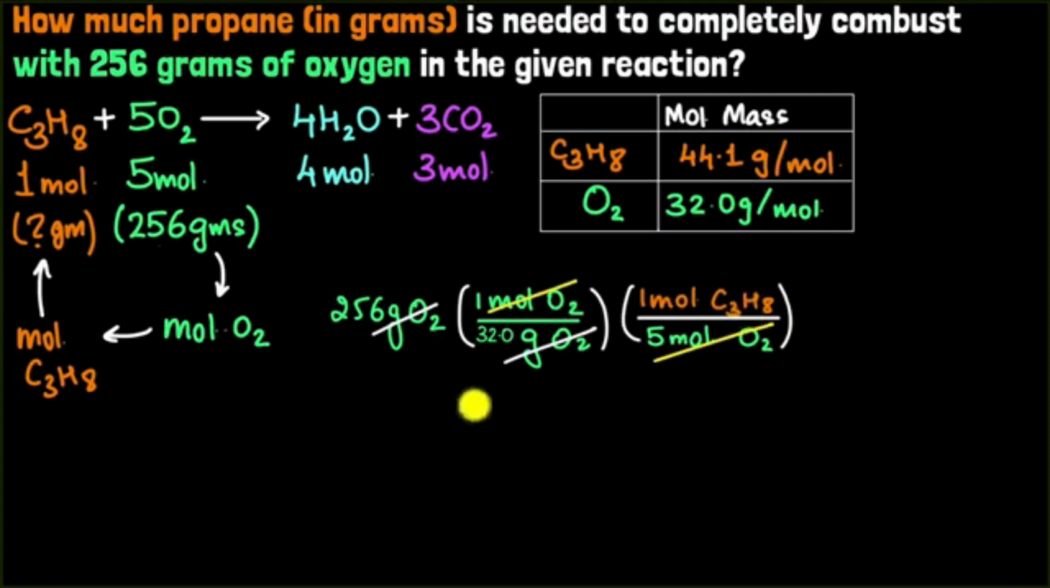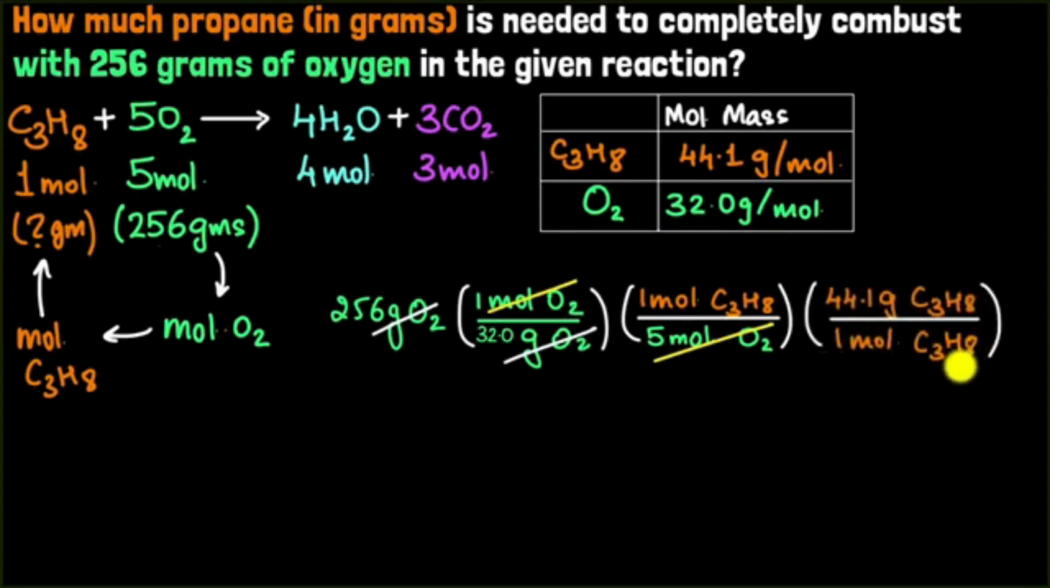So this number now represents the moles of propane I need for the complete combustion. And the final step is I need this in grams. So I need to convert this to grams, and I'm going to use this as my conversion factor. Since I want grams in the numerator and I want to get rid of the moles, I want moles in the denominator so I can cancel it out. So I'll write this as 44.1 grams per 1 mole of propane. This way the moles cancel out and I am now left with grams of propane.